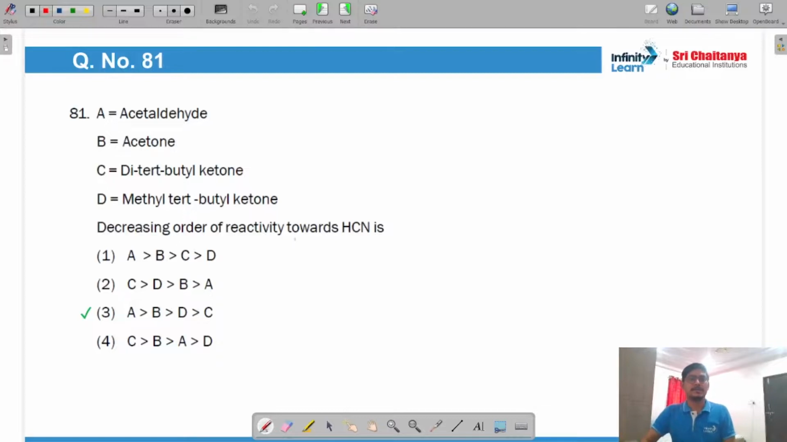The decreasing order of reactivity towards HCN. So this would be the third option, because aldehydes are more reactive than ketones because they only have one electron donating alkyl group. So these two compounds are more reactive than this, and acetaldehyde is smaller, acetone later, and di-tert-butyl ketone is very bulky, whereas methyl tert-butyl ketone is a little less bulky than compound C. So this is the correct order.